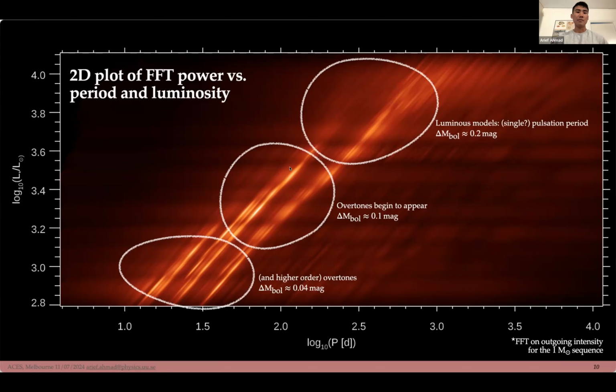As you go further down in the middle, in this case, overtones begin to appear. And the pulsation amplitude is roughly around 0.1. So it's going down in terms of amplitude. And going even further to the denser AGB stars that we have, you can really see the higher overtones. And again, it follows the trend that the pulsation amplitude decreases.